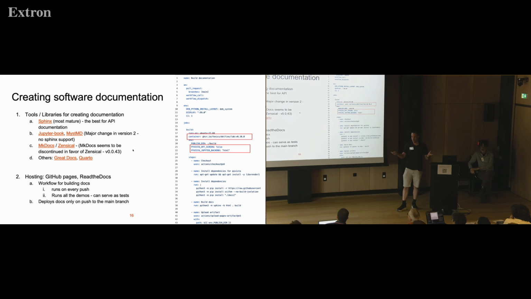MkDocs is also another popular documentation library, which seems to be discontinued in favor of something called Zensical, but this seems to be quite experimental. Current version is 0.0.43, so yeah. And then there are other players such as Great Docs, which I think is promising, and that's built on something called Quarto. So that's something to maybe check out in the future. And then we try to host all our documentation on GitHub Pages and set up some sort of GitHub action that makes sure that you build documentation whenever there is a push to the repository.